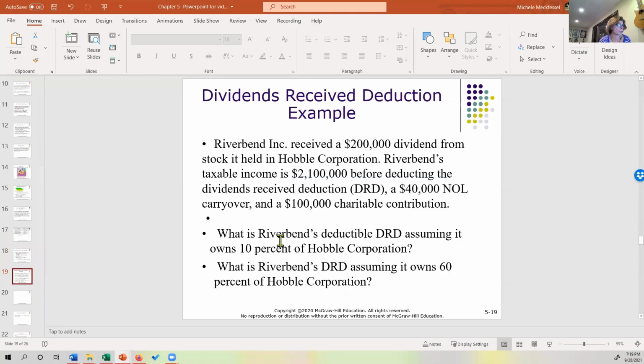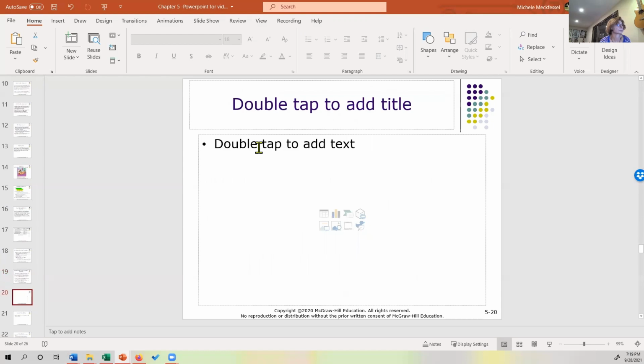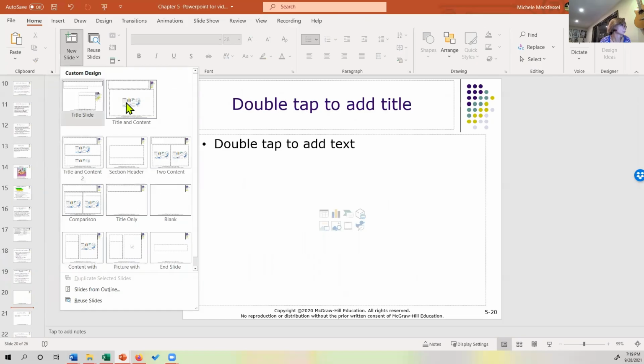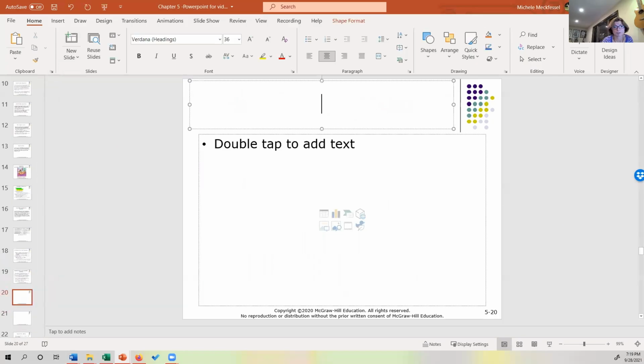In this situation, we've got two scenarios. We've got a scenario assuming that they are a 10% owner, and then we have a scenario assuming they are a 60% owner. In each situation, they're receiving a $200,000 dividend. Their taxable income is $2,100,000, and they've got a $40,000 net operating loss carryover and a $100,000 charitable contribution. I'm going to add another slide in here for scenario B, but let's get scenario A in here first.